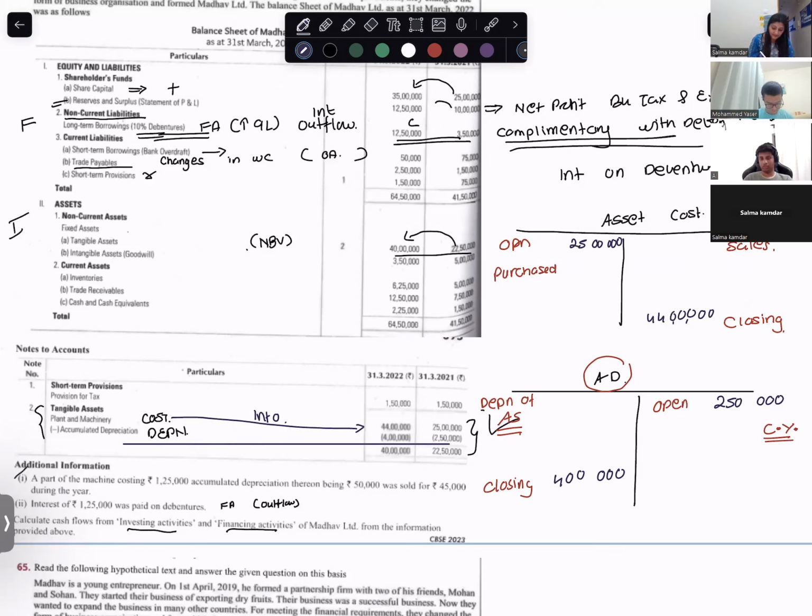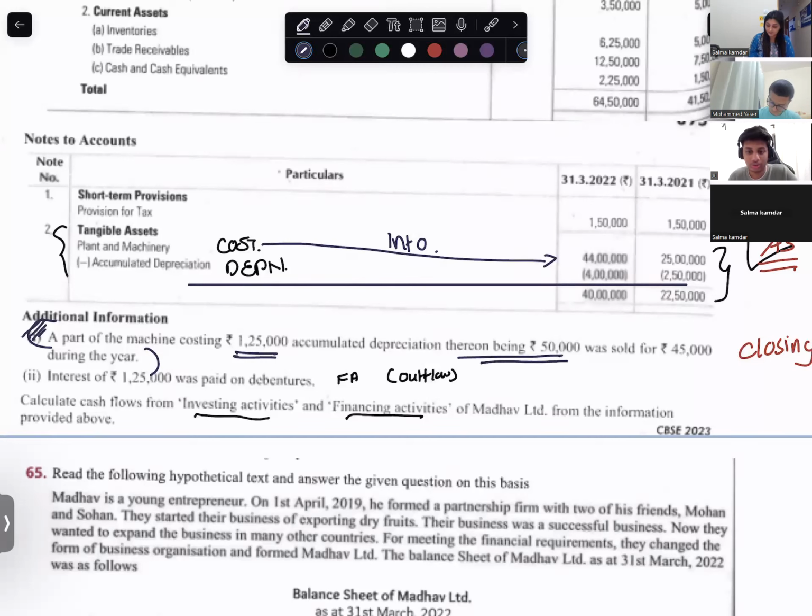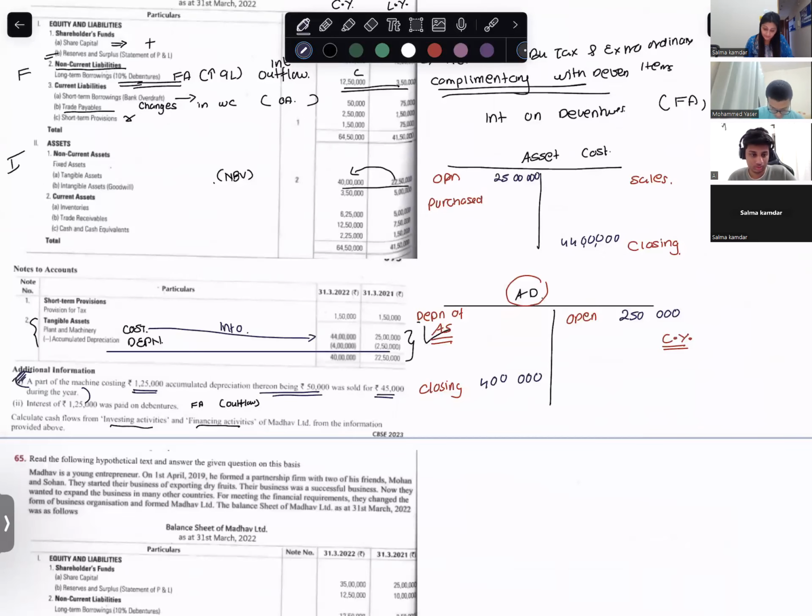Anas, please read this information and tell me how will I treat this information? Part of machine costing 125, accumulated depreciation thereon being 50,000, was sold for 45,000 during the year. Machine costing how much? 125. So it is sales, right? Which side will I record? Credit side. Accumulated depreciation of assets sold, how much? 50,000. So which side will I record? Debit.